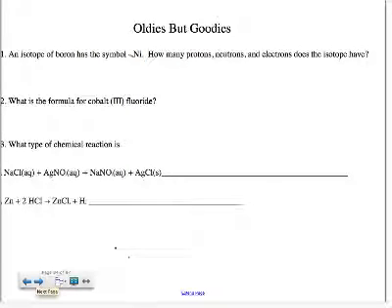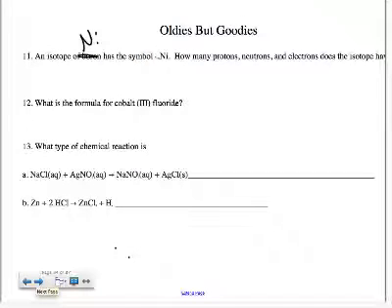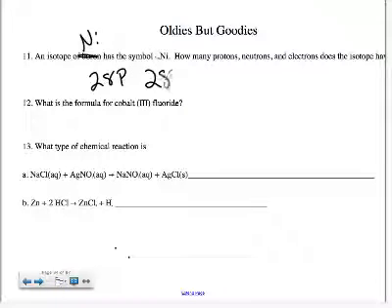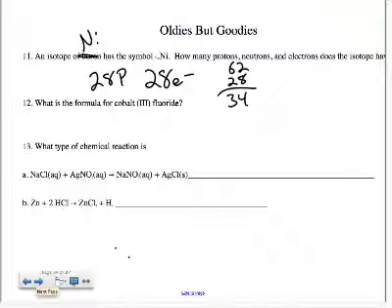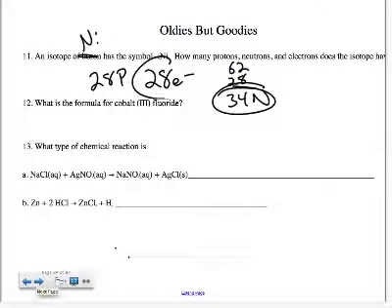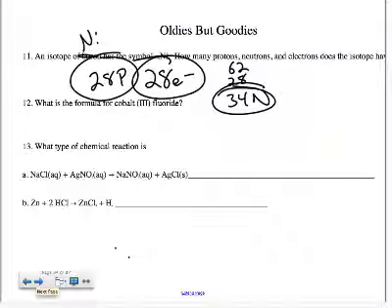Oldies but goodies. This should say nickel, how many protons, neutrons, and electrons does this isotope have? Well, it's nickel with 28 on the bottom and 62 on the top. So the 28 on the bottom tells you that there are 28 protons and 28 electrons, since this is a neutral isotope. And the 62 on the top tells you that it's got a mass of 62, and the mass is made up of protons plus neutrons. So if we take away the protons from the mass, we get the neutrons, which is 34. So 34 neutrons, 28 protons, 28 electrons.